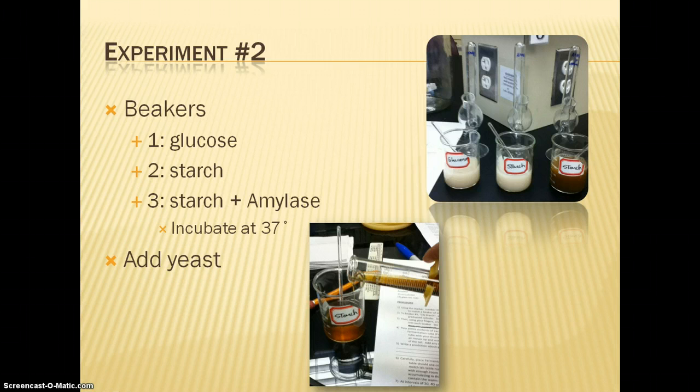For the experiment, we had 3 beakers. The first had glucose, the second had starch, and the third had starch with 15 milliliters of amylase, which we measured out using a graduated cylinder. We incubated this beaker for about 15 minutes at 37 degrees Celsius to put the enzyme in its active form.